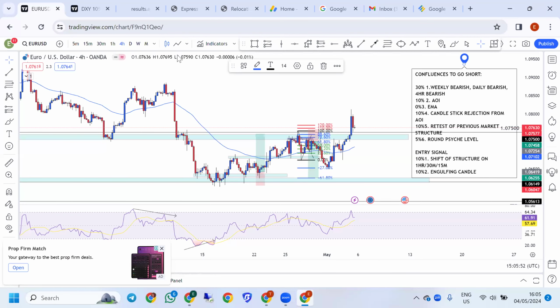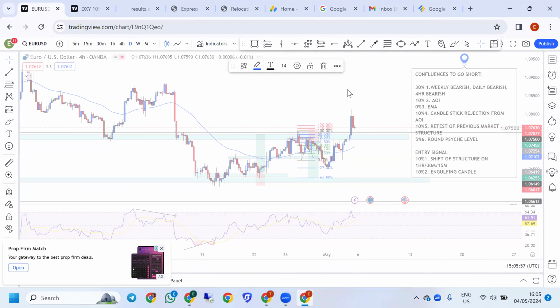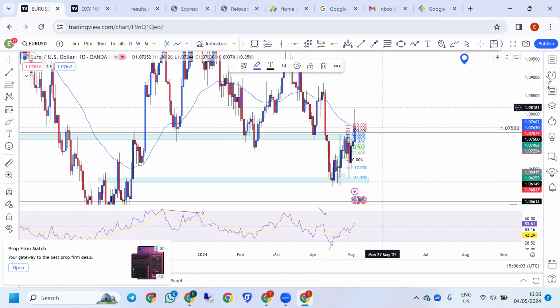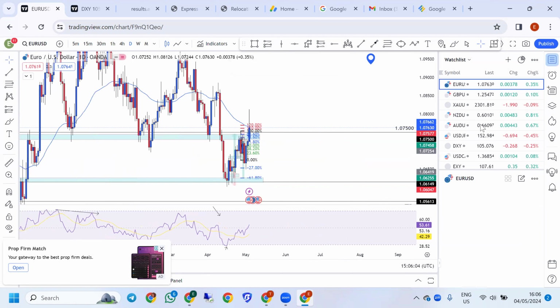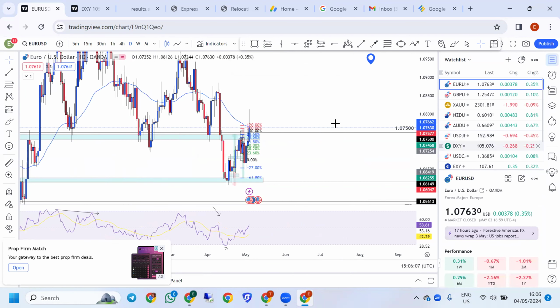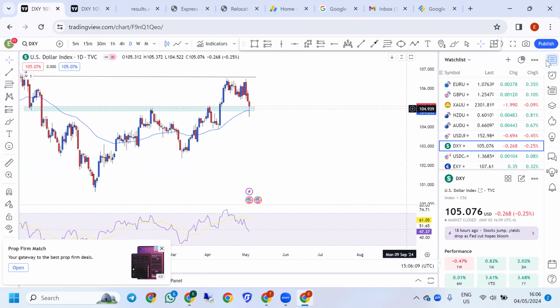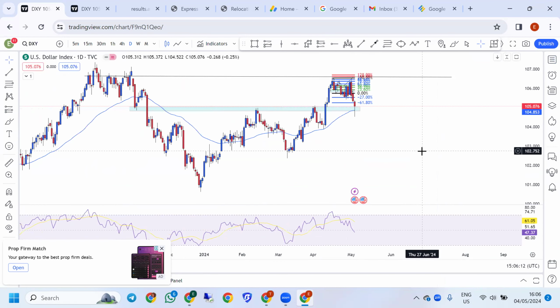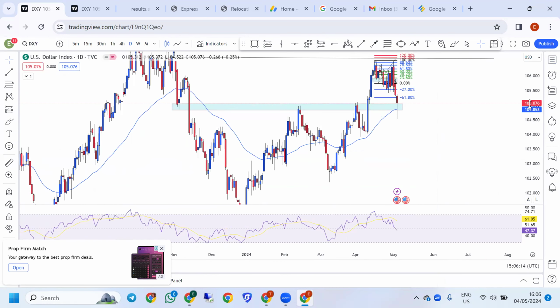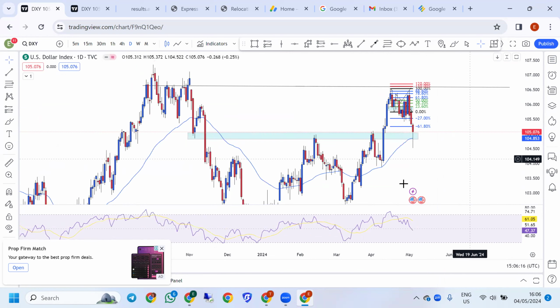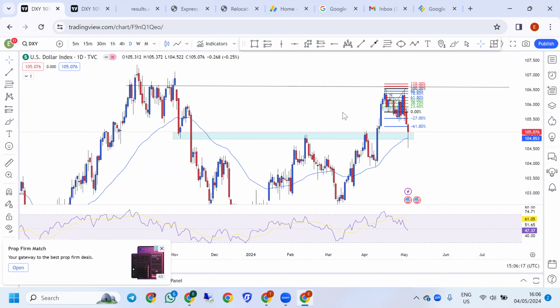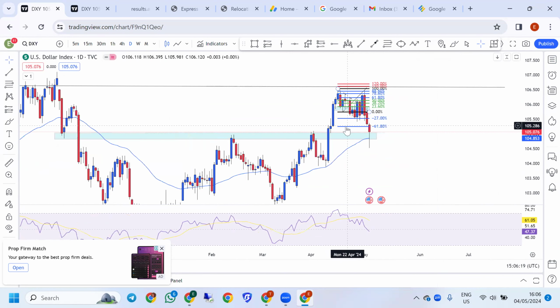Meanwhile, on DXY, there is something I have been expecting, and finally the market is there. As we all know, the market was bullish right here. Let me delete this. So we have started a fresh analysis now.